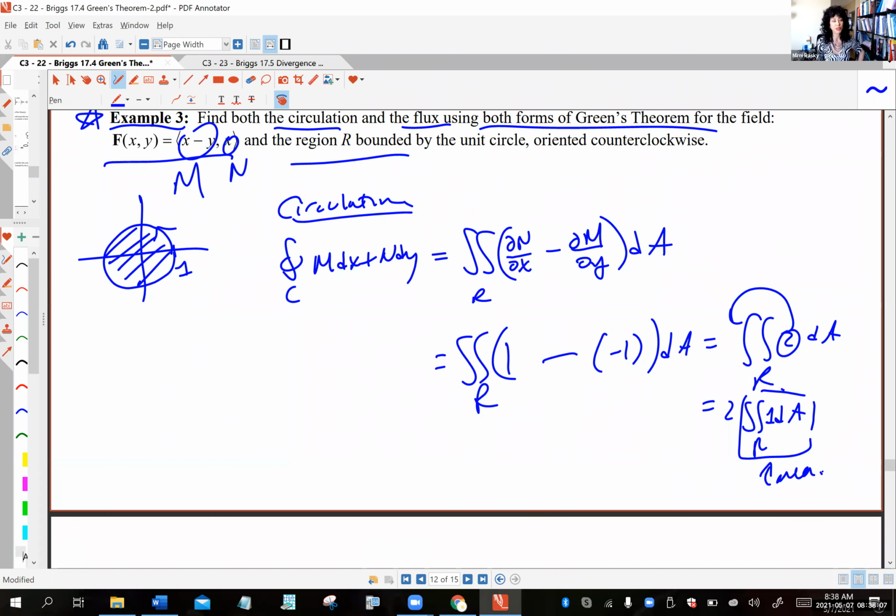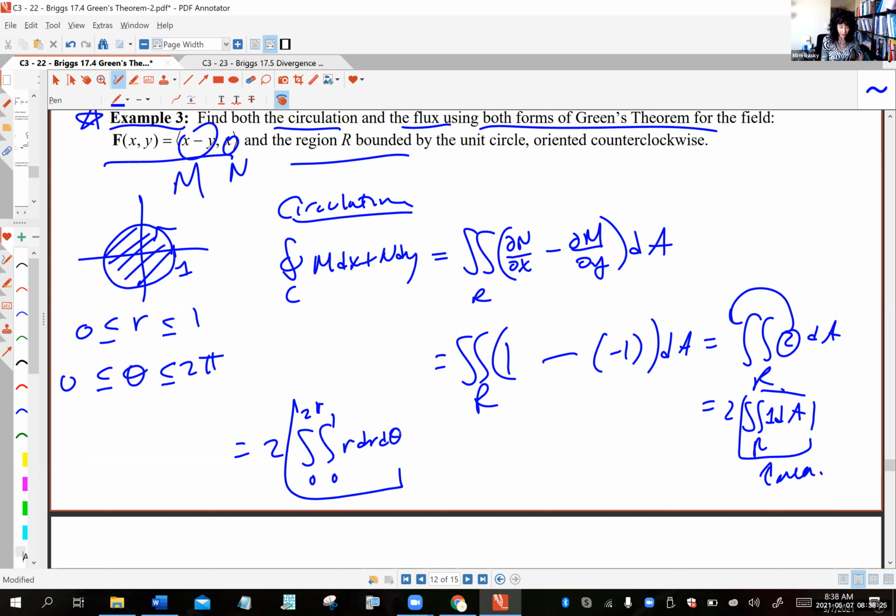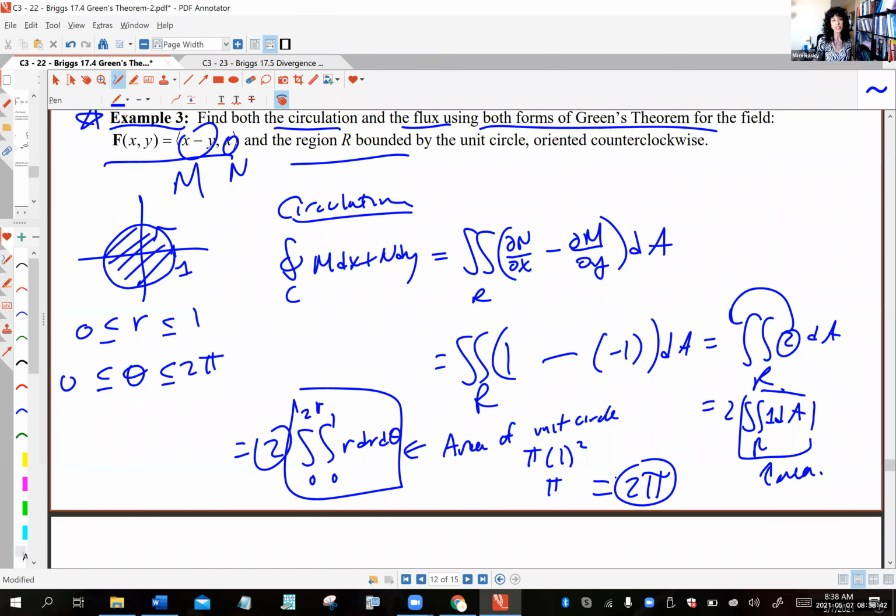So we don't even have to convert to polar. I mean, we could. If they said, go do it the hard way, you'd say okay, r lies between 0 and 1, theta goes all the way around 0 to 2 pi, and then r dr d theta, etc. But why do that if you can do the shorthand? So this is really the same as the area of the unit circle. We know pi r squared, that's just going to be pi, and don't forget to multiply by 2. So the final answer for the circulation is 2 pi.